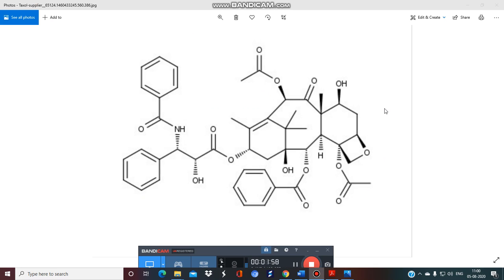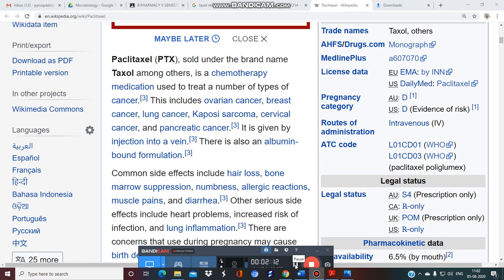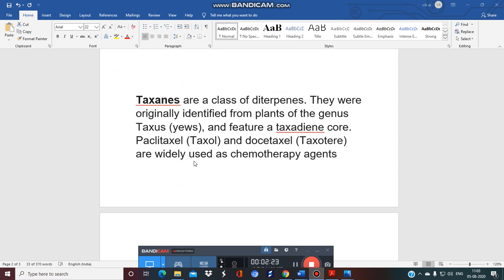So about the chemical composition, see this very complex structure. This is the structure of the very important compound present in this plant, the Taxol. So this is the Taxol compound. The main compound, Taxol, is present in all parts of the plant, especially in the leaves, root, and the bark. But the composition varies in the different plant parts. These taxanes are a class of diterpenes, and they were originally identified from plants of the genus Taxus, that is the yews.